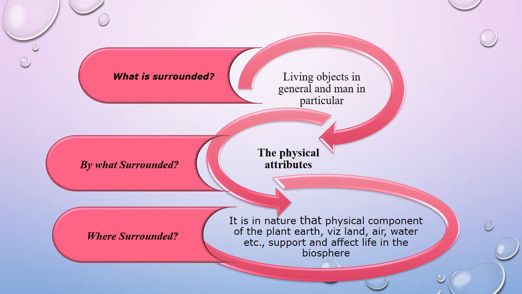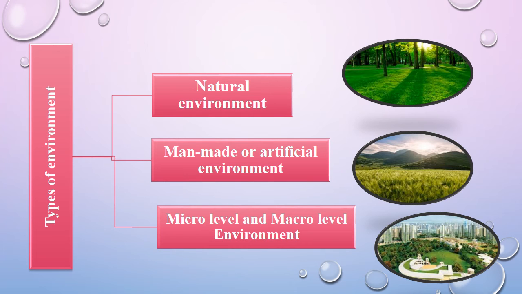When we talk about the physical attributes, it means that environment is the representative of physical components of the earth, wherein man is an important factor affecting life. And proceeding towards the third question, why surrounded? The answer is that it is in nature that the physical components of the planet Earth, that is land, air, water, etc., support and affect life in the biosphere of environment.